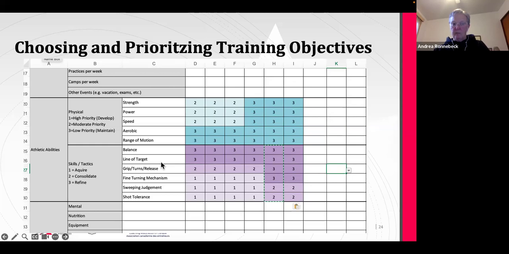Whereas with athletic abilities, balance, line of target, all of these, depending on the age and stage of your athlete, you should be refining these. But when it comes to the finer skills, the fine-tuning mechanism, sweeping judgment, shot tolerance, those are skills that maybe you're going to be acquiring and then consolidating. And these will change as well as you move through the season.